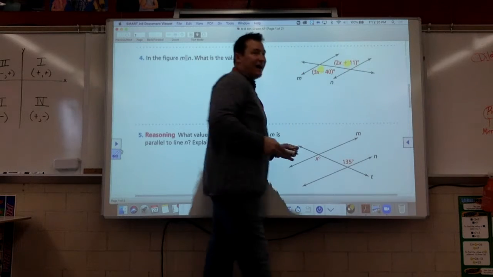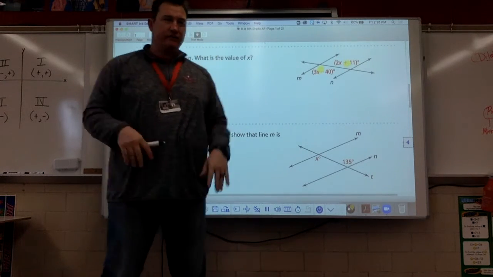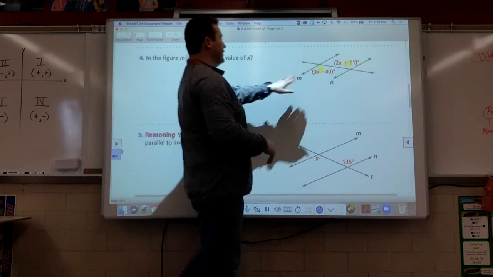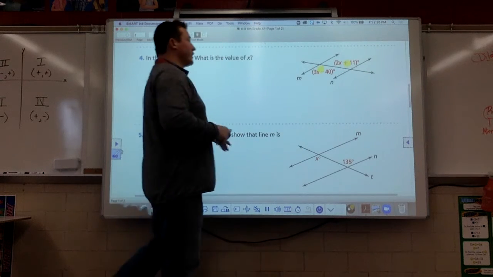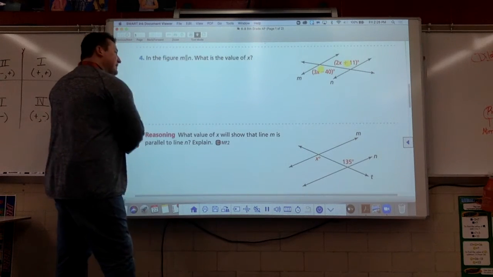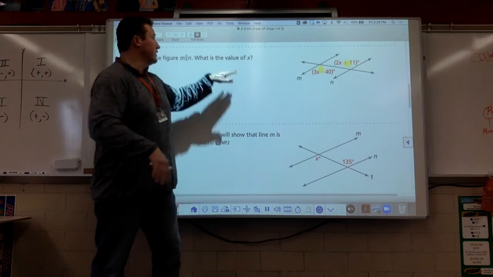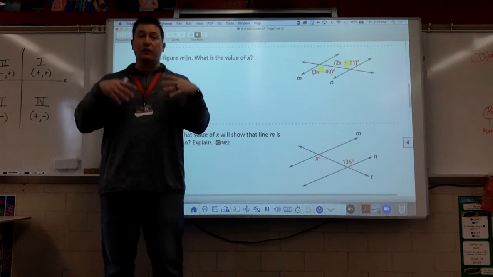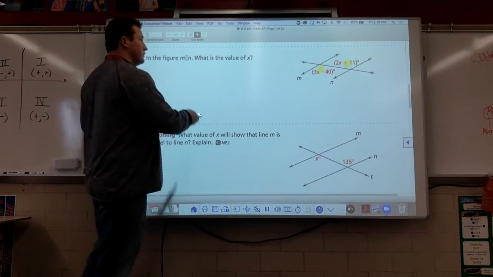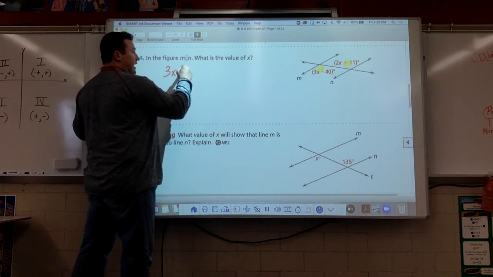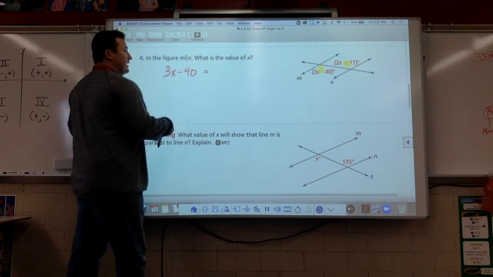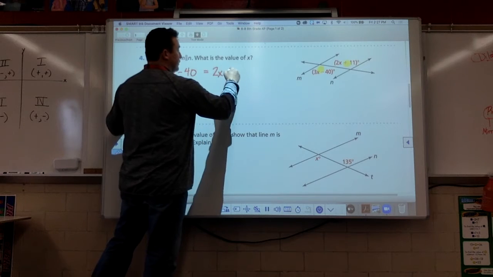Mr. Noel, lucky guess, right? Lucky guess. Okay? But yes, these are alternate interiors. We know they're congruent to each other. That means they are equal to each other. So if I want to find the value of x, we will set them equal to each other. So 3x minus 40 will be equal to the other expression, 2x plus 11.